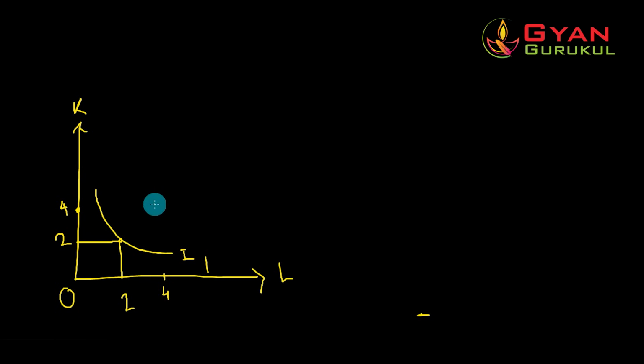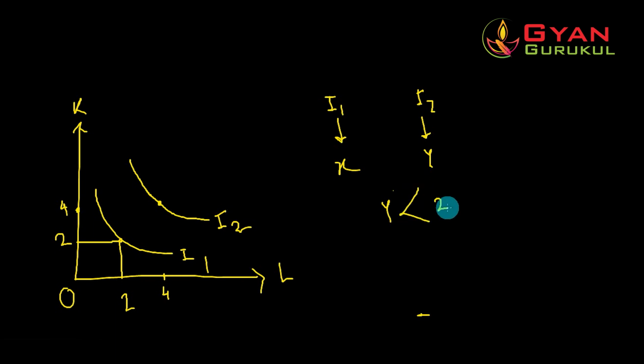So we get a new isoquant. At this point, 4 units of labor and 4 units of capital, we get a new isoquant which is called, say, I2. This time, if the output represented by I1 is X, and the output represented by I2 is Y, then the relation is such that Y is less than twice the initial output, that is, Y is less than twice X.